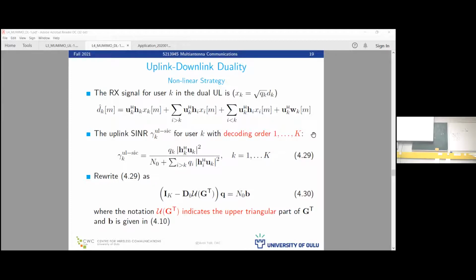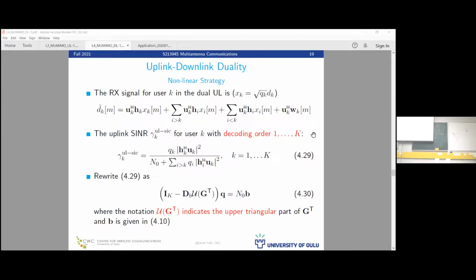Okay. So if we now look at the SINR, given this decoding order from 1 to capital K, for user 1 we have q_1 h_1 Hermitian u_1 divided by N0, the noise, plus interference from users 2 and 3, right? For user 2, interference is from user 3. For user 3, no interference, right? Because users 1 and 2 are already removed. This is the MMSE-SIC structure.